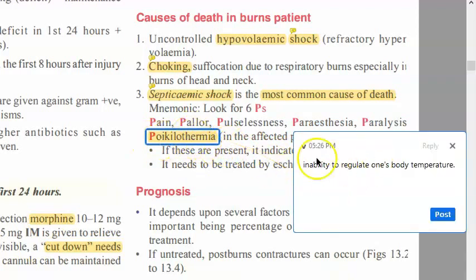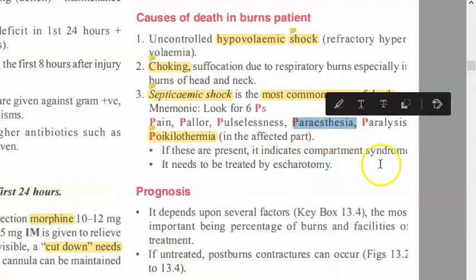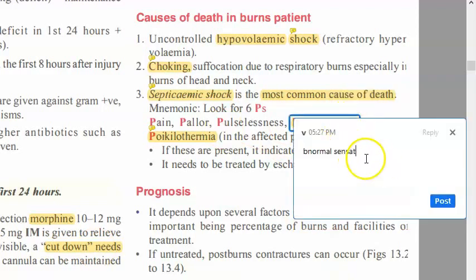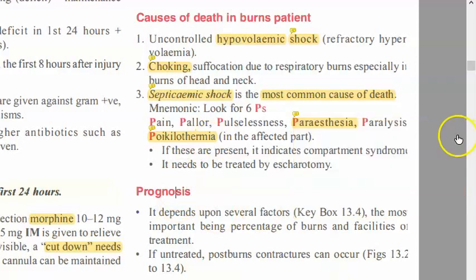Poikilothermia, something to do with thermal, right? Inability to regulate one's body temperature. What is paresthesia? Pins and needles, guys. Pins and needles sensation. Abnormal sensation. Okay. So guys, did you understand? So basically, they're talking about compartment syndrome, escharotomy you have to do. Right? But why did they put here as a cause of death? I didn't understand. This textbook could have been written much better.